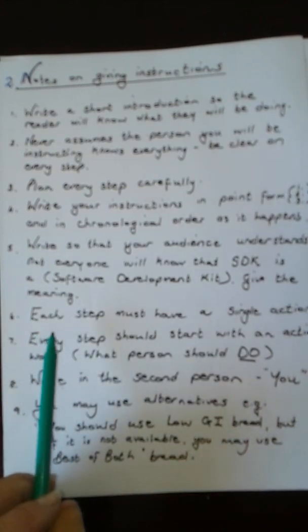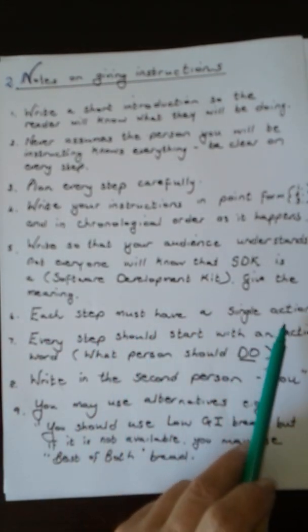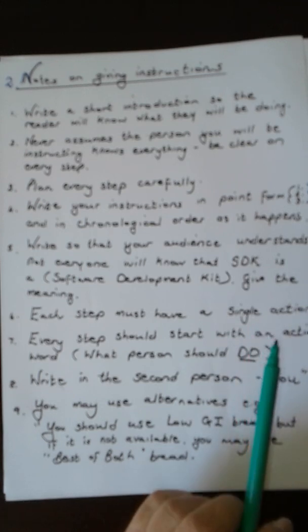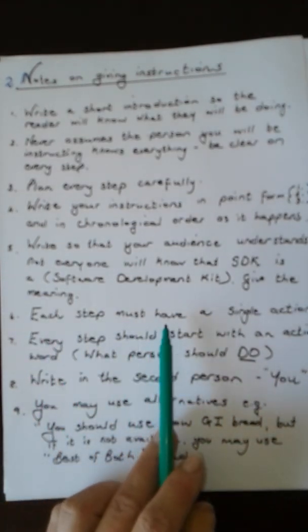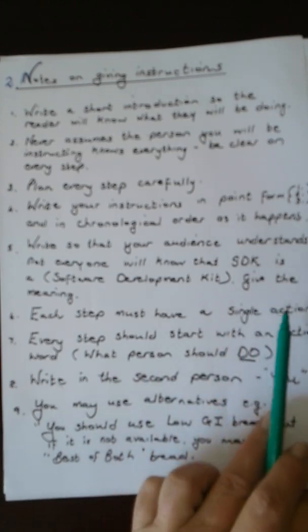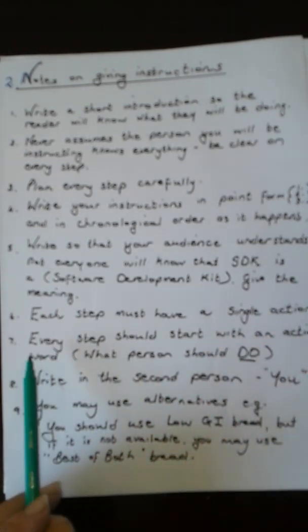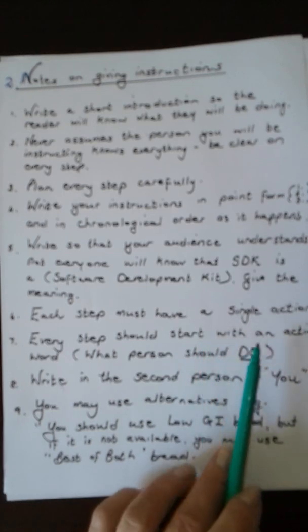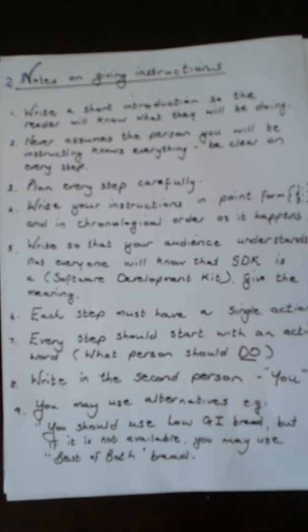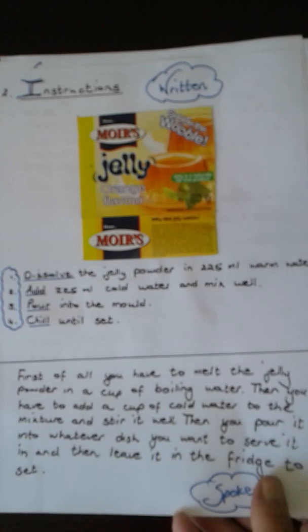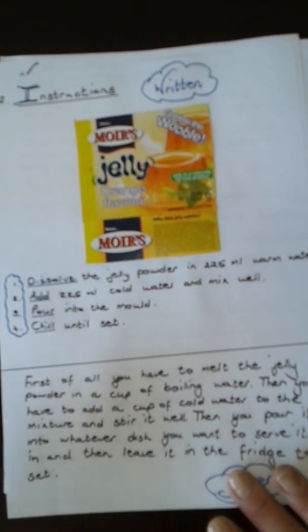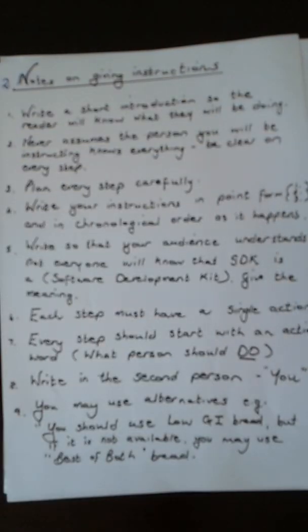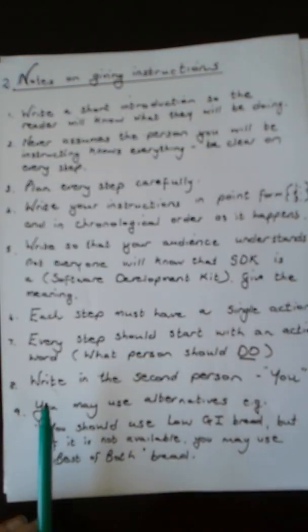Right. Each step must have a single action. When you are busy doing something, you can't read a whole paragraph before you know how to do something. So every step, short, sweet, to the point with a single action. Okay. Every step should start with an action word. Like I've explained to you, you are giving them a command, what they must do: dissolve, add, pour, chill. So therefore, it's much easier for the person doing this to know what to do.